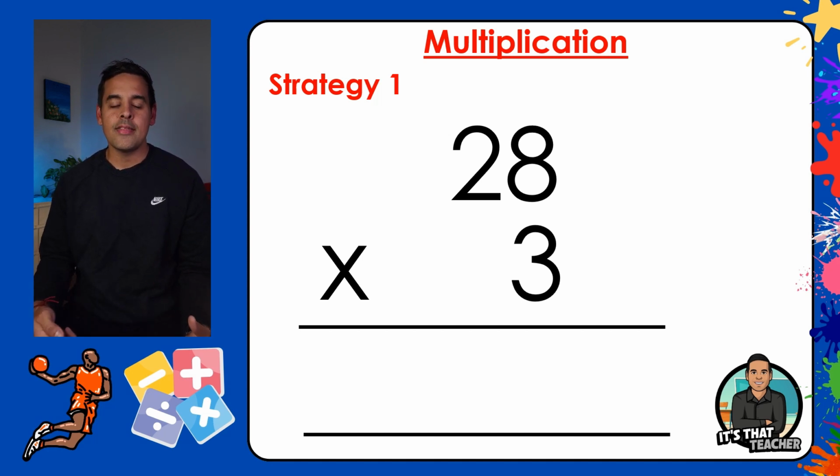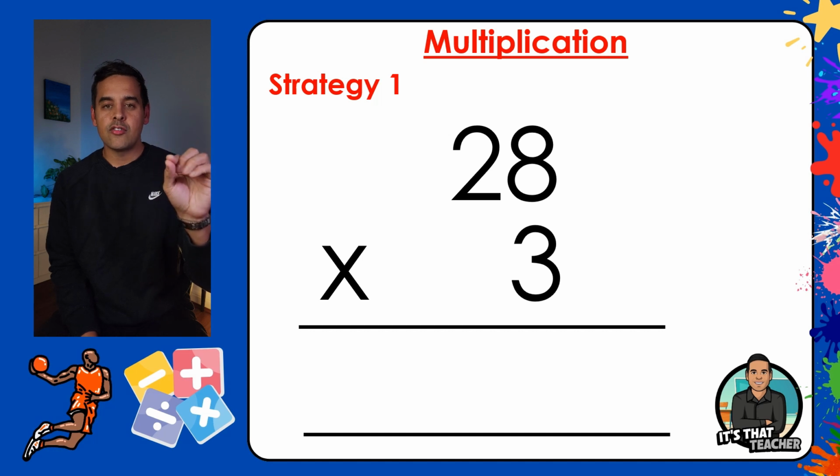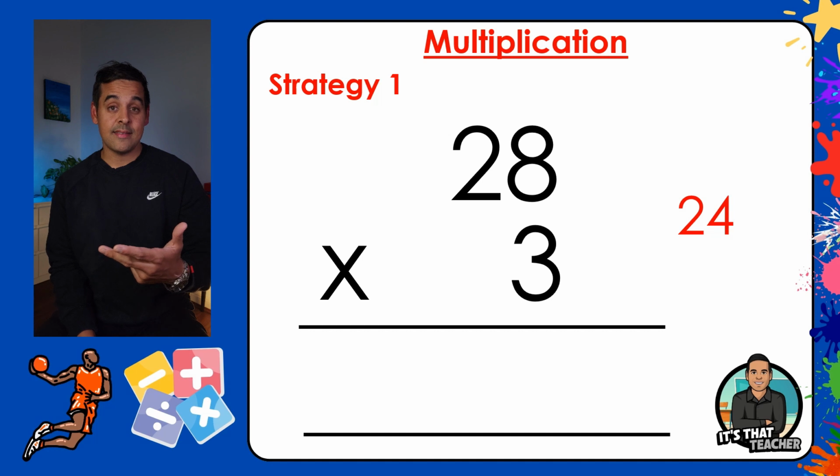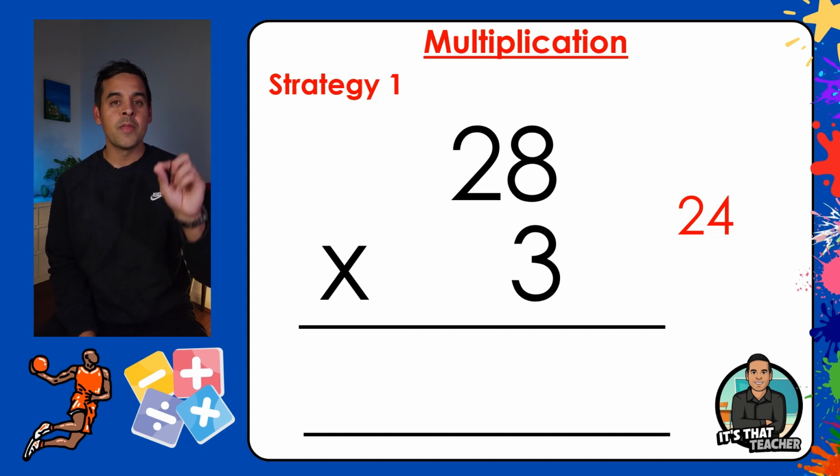It's the most common method, but we're going to go through it together. Now, 3 times 8. So we're multiplying 28 times 3. We go 3 times 8. Stay in that ones column. So 3 times 8: 8, 16, 24. So that's the answer there.